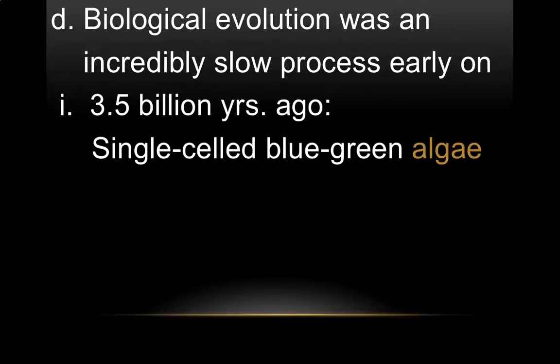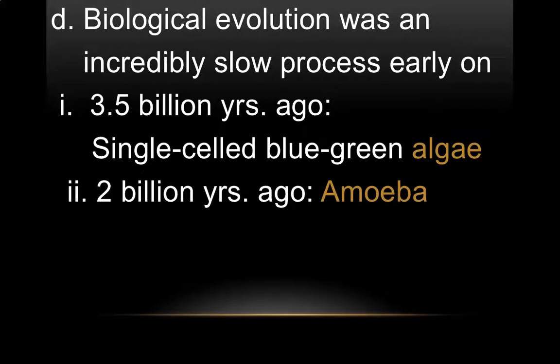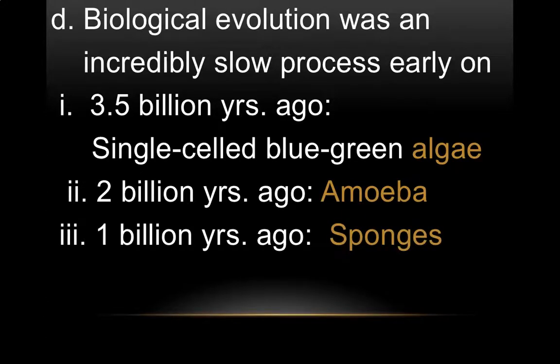You know, where algae eventually was the champion of evolution at that point, which is kind of sad. And after another billion years, you have amoeba, and a billion years after that, the most complex life on Earth was a sponge, which doesn't even have a brain. So billions of years go by before there's any complexity.